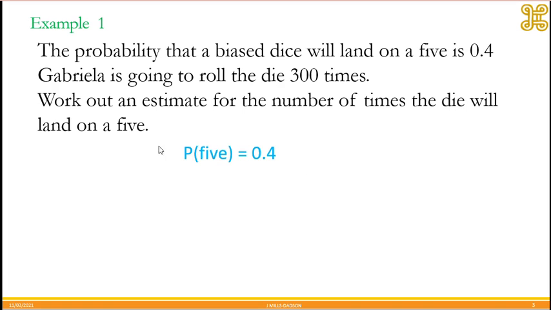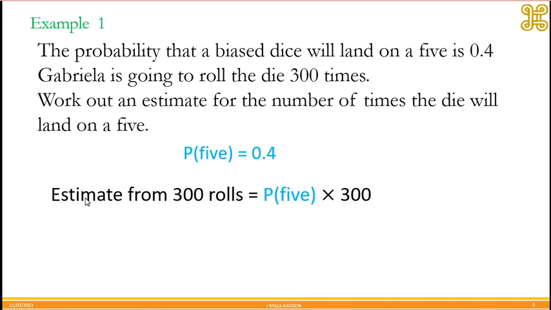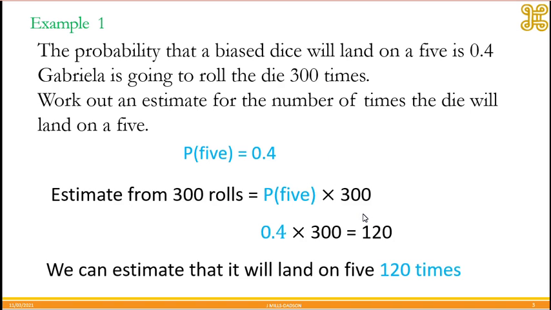Now, to get the number of times that it will land on 5, if you keep on repeating the experiment 300 times, all you need to do is multiply your probability by the number of trials. So the estimate from 300 rolls will be the probability times the number of trials. And that gives us 120 times.